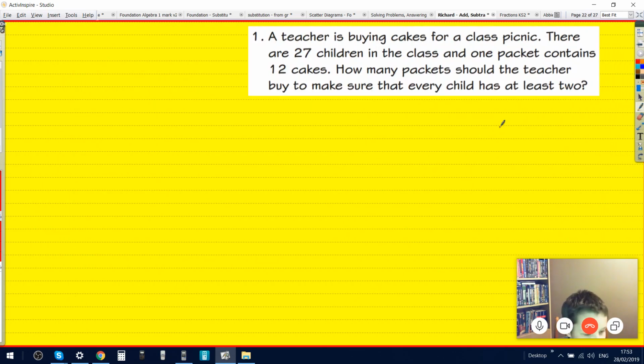Okay, how do we do this? A teacher is buying cakes for a class picnic. There are 27 children in the class, and one packet contains 12 cakes. How many packets should the teacher buy to make sure that every child has at least 2? So first we read it, now we need to underline the most important bits of information, which are the numbers and the main question.